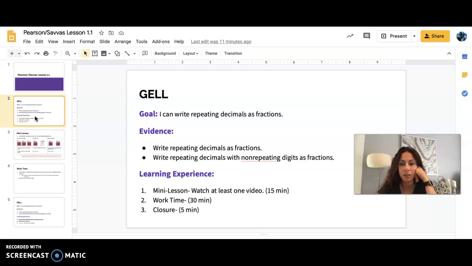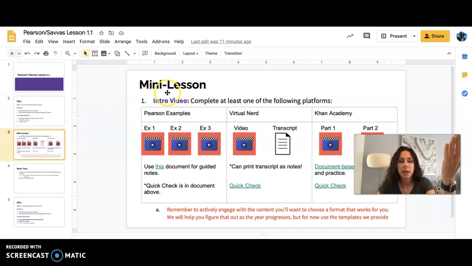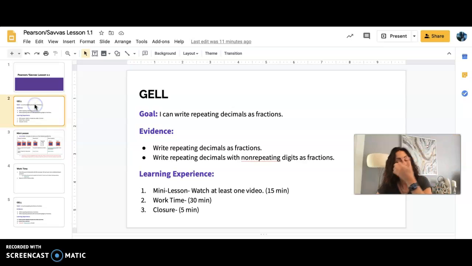This is the GEL that's going to explain to you everything that you should be learning today, how you'll know if you've learned it, and then the learning experience you're going to engage in to accomplish it. Today you're working with: I can write repeating decimals as fractions. If this were a real online lesson where we weren't here, we would unpack that learning target in the intro video. But since we've already got this great video going, we'll unpack it here.